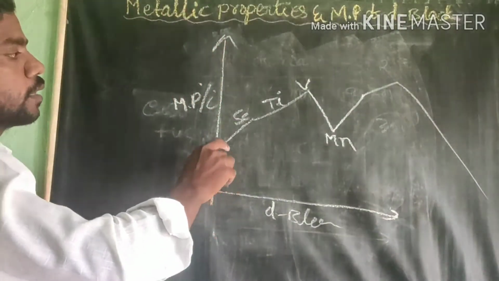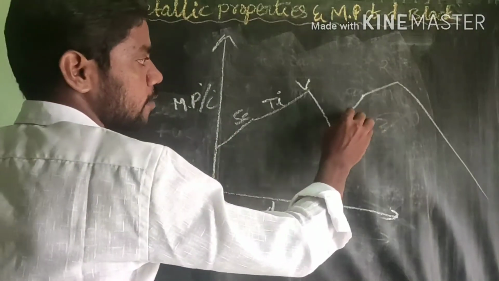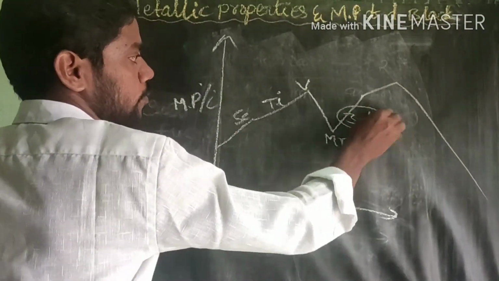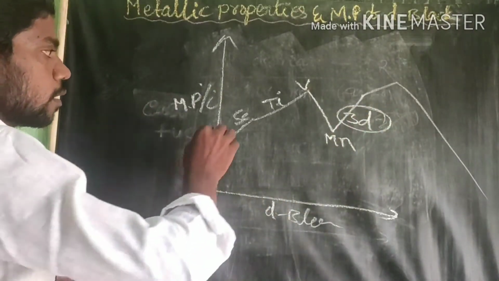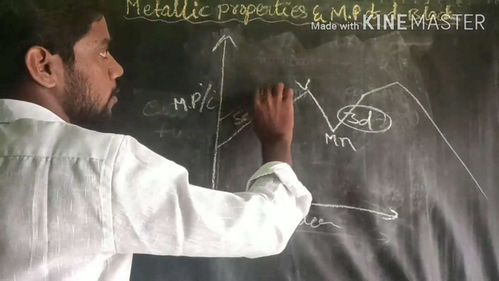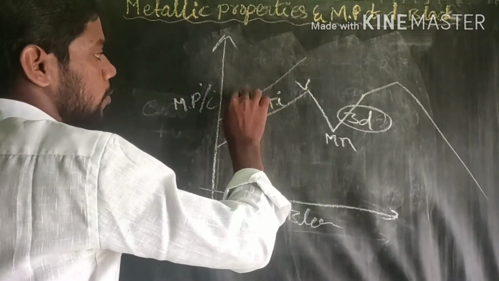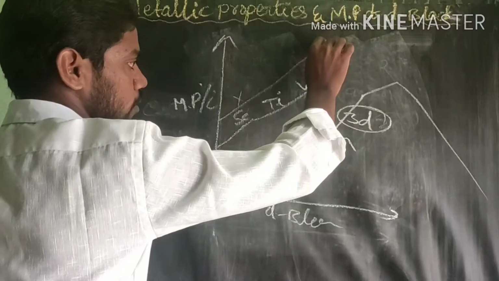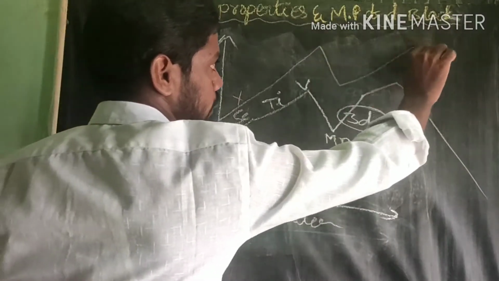This is what they are given. Next one, this is all the 3D series; they are all 3D elements. Next, let's go to the 4D elements. Again here, elements like yttrium increase. Next it decreases. Next it increases.